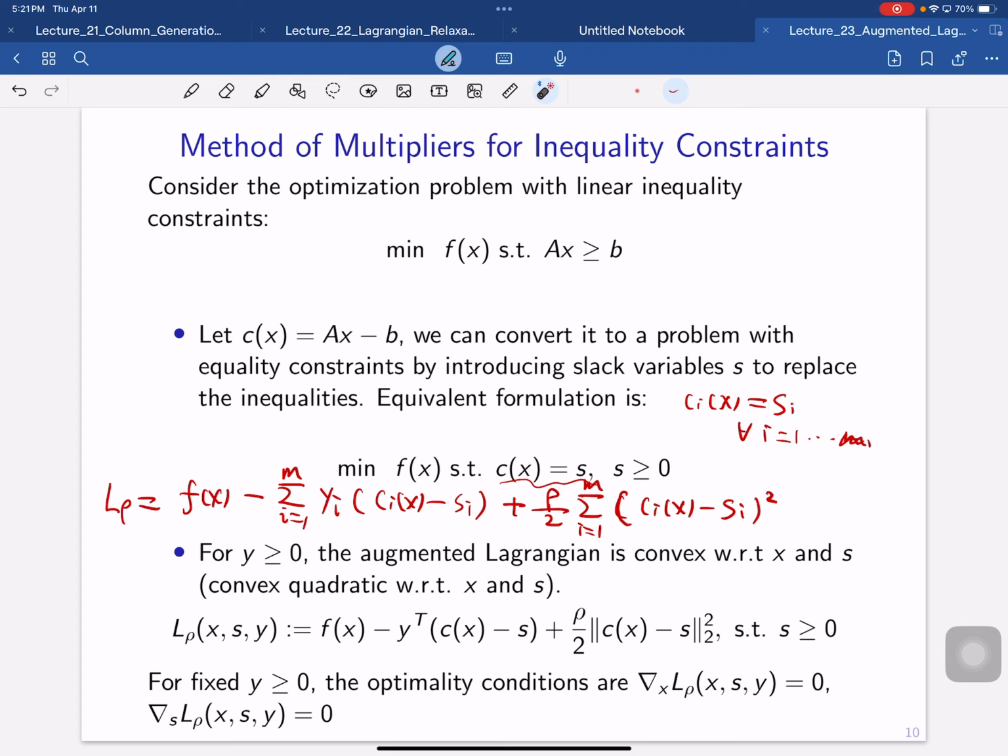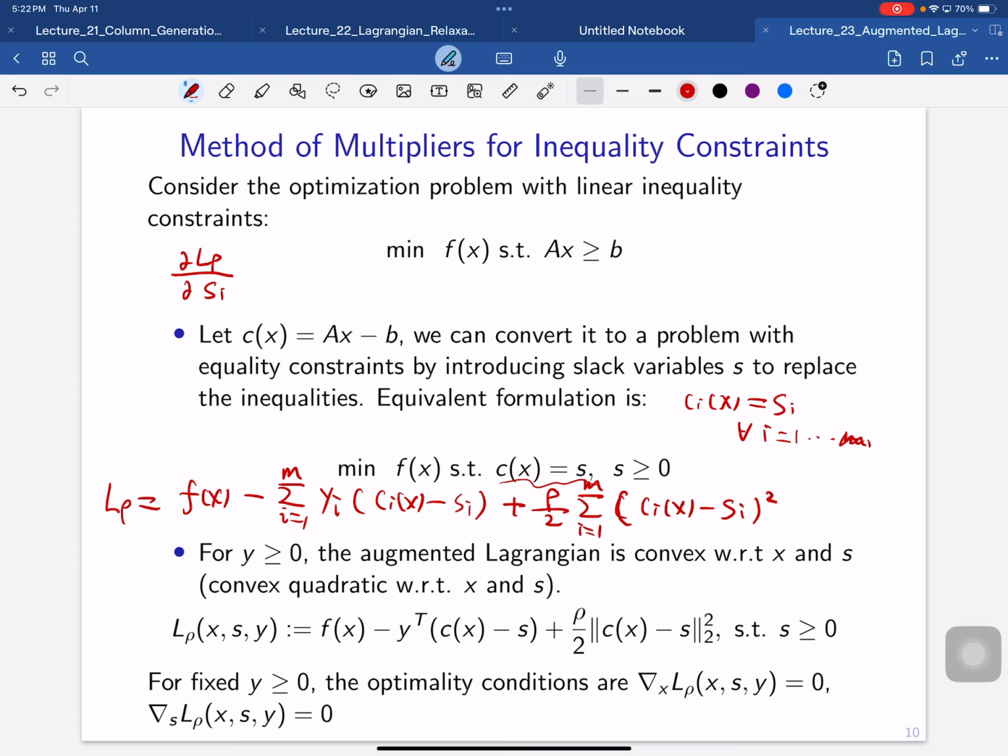Then we know that at the optimal solution, if this problem is unconstrained, then the partial derivative of this function L, the augmented Lagrangian function, with respect to si should equal 0. The gradient with respect to si equals 0. But this problem is not unconstrained, because s is greater than or equal to 0, right?